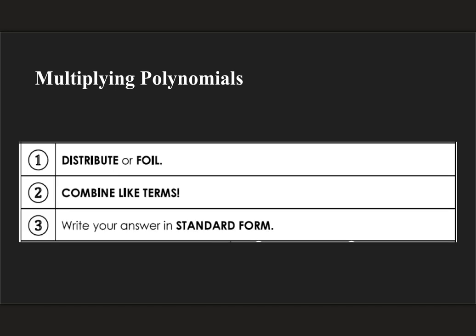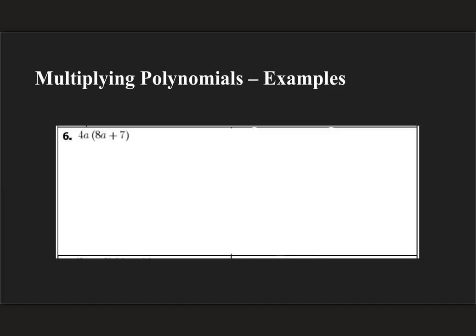We're going to keep going, and we're going to look at multiplying polynomials. So we're going to distribute. I'm not a huge fan of foiling. It's basically the same thing. We're going to combine like terms like we did before and make sure our answer is in standard form. So here, this one's not too bad.